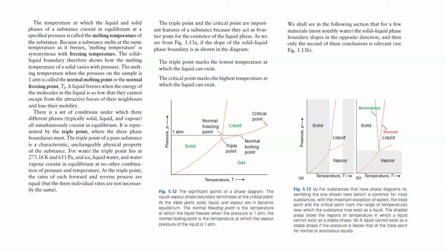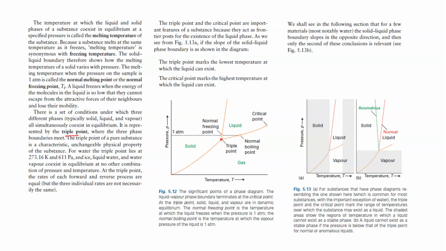There's a set of conditions under which 3 different phases, typically solid, liquid, and vapor, are simultaneously coexisting in equilibrium. It's represented by the triple point, where the 3 phase boundaries meet. All those 3 phase boundaries meeting right here we see in figure 5.12. The triple point of a pure substance is a characteristic, unchangeable physical property of the substance. For water, the triple point lies at 273.16 Kelvin and 611 pascals, and ice, liquid water, and water vapor coexist in equilibrium at no other combination of pressure and temperature.